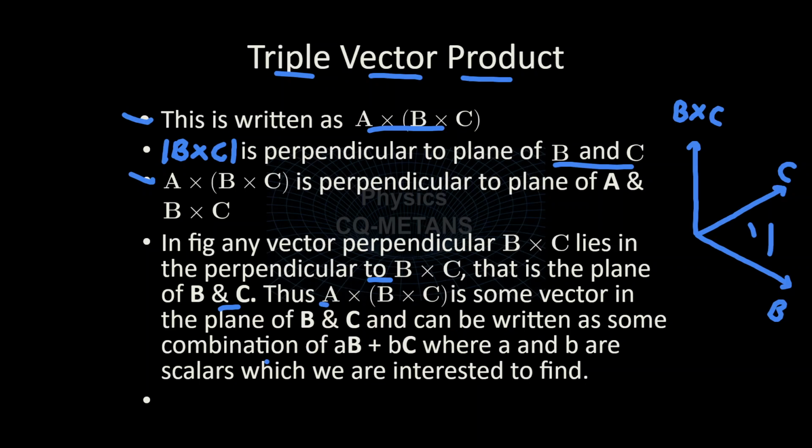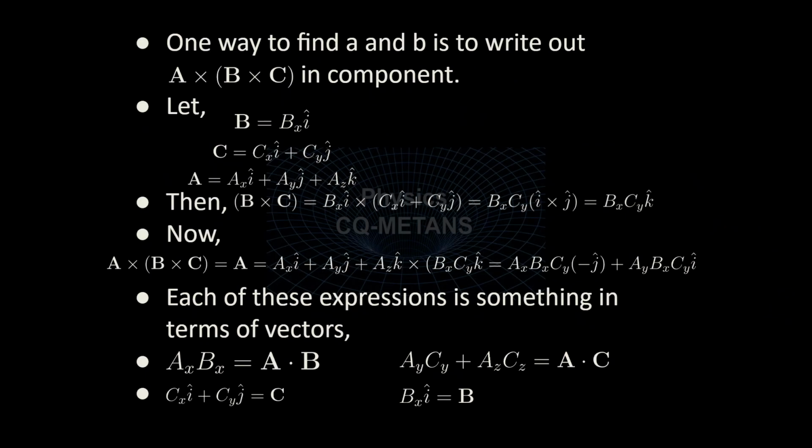And we can write this as a linear combination. This is more important. So we can write it as a linear combination of a times vector B plus b times vector C, where a and b are scalars which we are interested in finding out. We will come to this. This is very crucial. These scalars a and b which we are going to find are very important, because this is going to give us an identity.